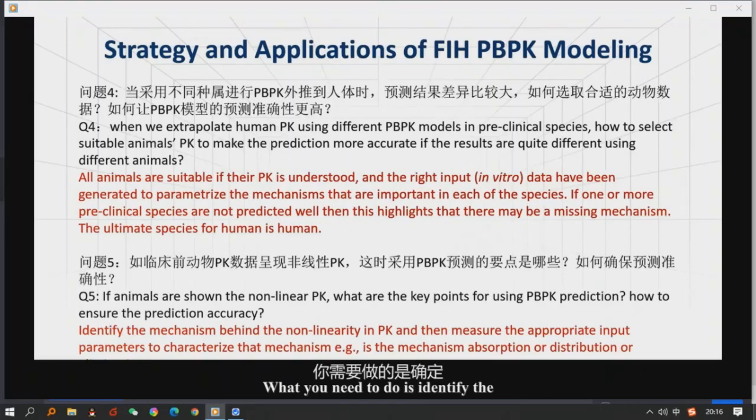Well, what you need to do is identify the mechanism behind the nonlinearity in the pharmacokinetics, and then measure the appropriate input parameters to characterize that mechanism. For example, is the mechanism absorption, distribution, or elimination? So if it's absorption and there's nonlinearity around the transporters, you would need to measure data that would be able to accurately parameterize that nonlinearity in absorption in the transporters in the preclinical species.